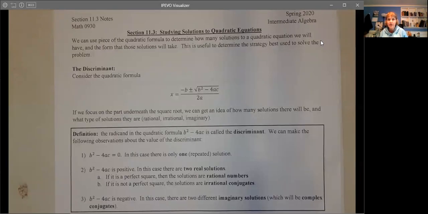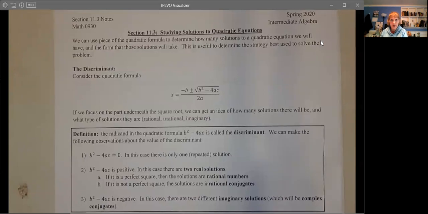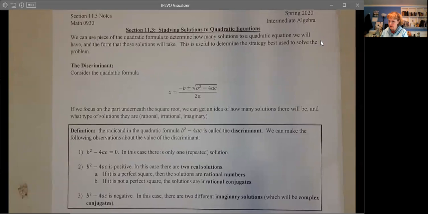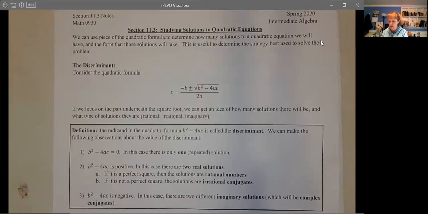Hi. Well, I thought we'd go ahead and look at 11.3. We're almost finished. This is one of our last sections, not the last, but one of the last ones. And what it's going to talk about is the quadratic formula, but only a certain part of it. That happens to be the part that's under the radical. And they've assigned it a name.